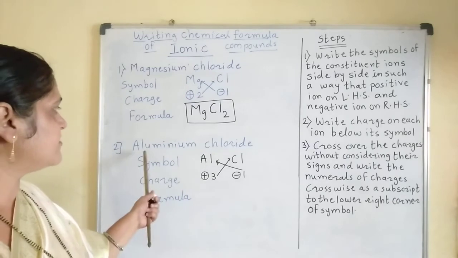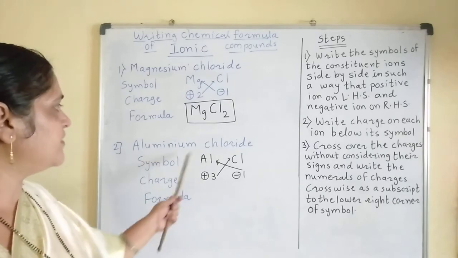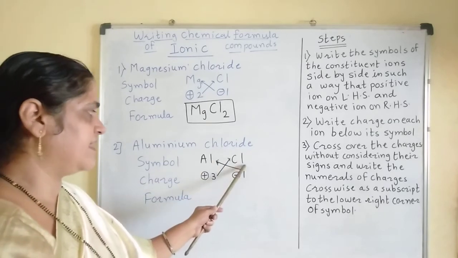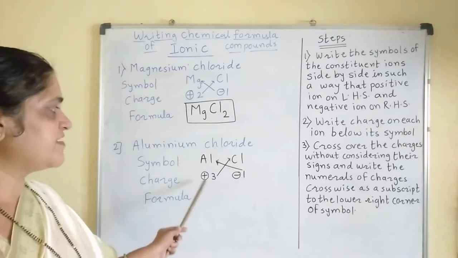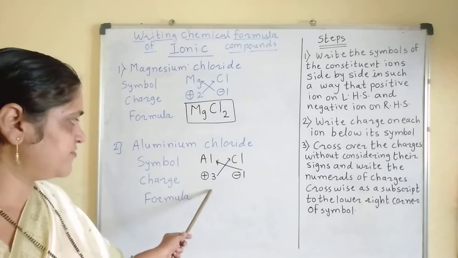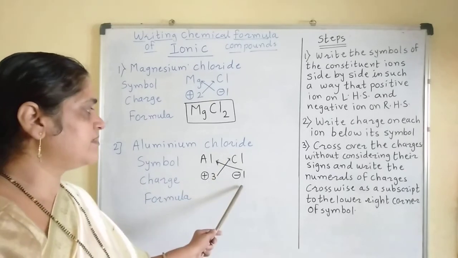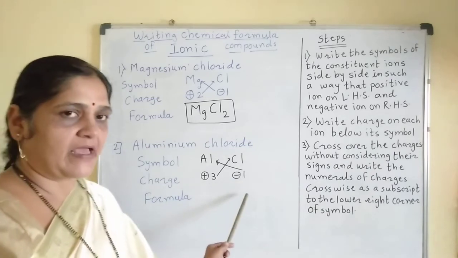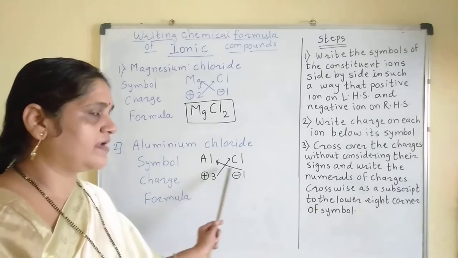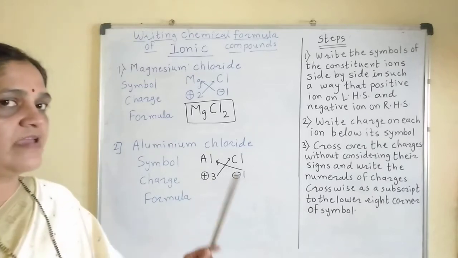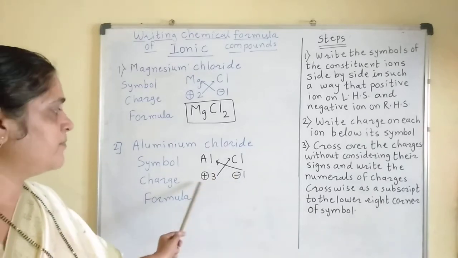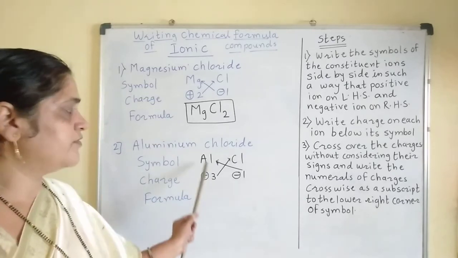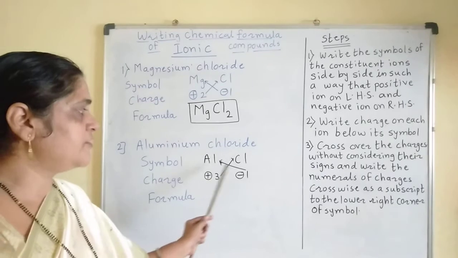Now we are considering the second example, that of aluminium chloride. The symbol of aluminium is Al and the symbol of chlorine is Cl. Aluminium loses 3 electrons, so it carries 3 positive charges, and chlorine gains 1 electron, so it carries 1 negative charge. Now we have to multiply these 2 numerals only, not the sign. The sign we are not going to consider, so I have made the circle. So we are going to ignore the sign and multiply by the numerals only.